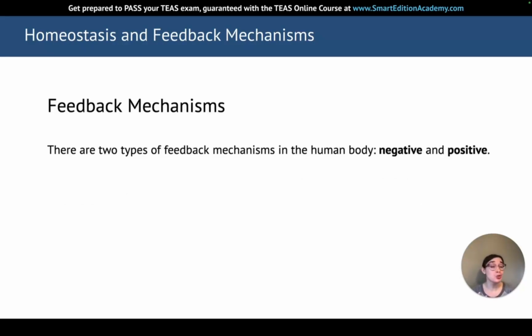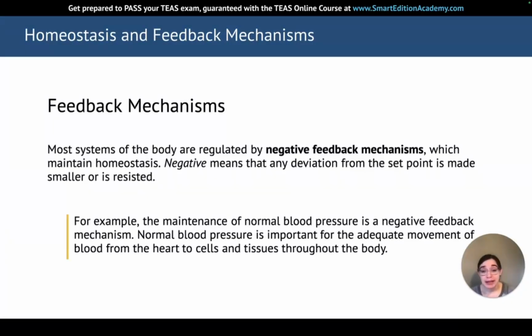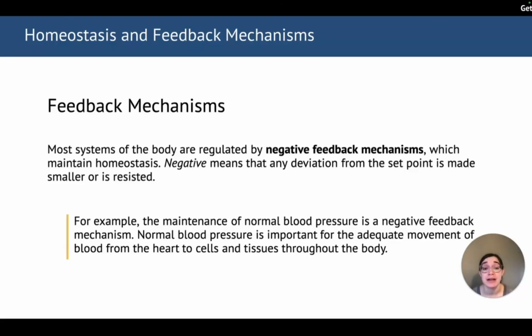So how do we control these variables? How do we maintain homeostasis? Well, one of the ways that the body can do this is by using feedback mechanisms. There are two types of feedback mechanisms in the human body, negative and positive. Now, typically, when we hear the term negative, we automatically think that it is something bad. But in the case of feedback mechanisms, this is not true. Negative feedback mechanisms are actually good. They are responsible for maintaining homeostasis. In fact, most systems in our bodies are regulated by negative feedback mechanisms.